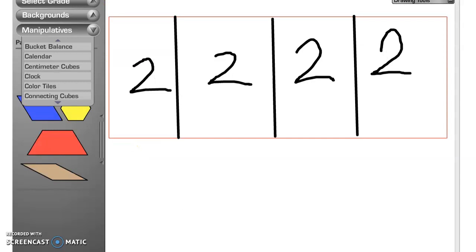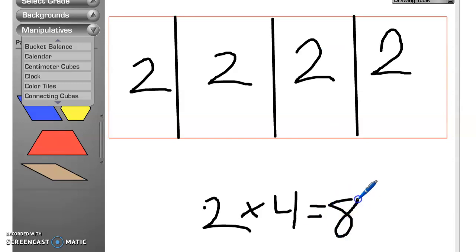When solving multiplication, you can always show pictures like this one. If I have repeated addition of 2, 2, 2, and 2, I can add these together by adding 2 plus 2 plus 2 plus 2, which will equal 8. Or I can show 2 times 4, and that will also equal 8. So using this picture, I can see that it's a repeated addition and it can be a multiplication problem.